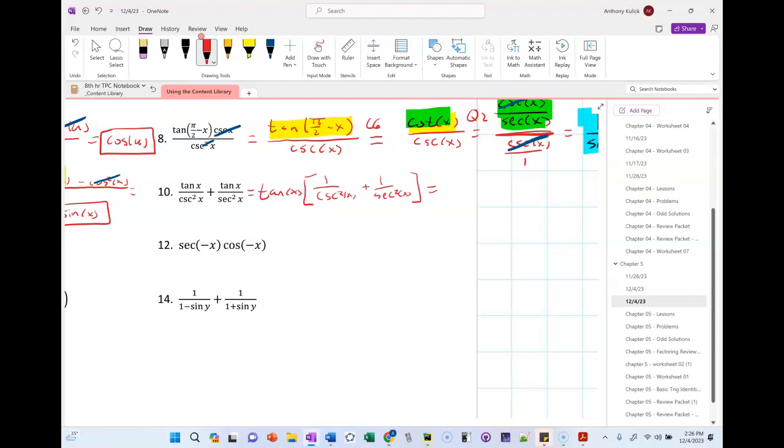I want to be clear. Making a common denominator is a good idea. This is a faster way of doing it, and it will require no common denominator at any point along the way, which is the cool part about the way I'm going to show you to do this one.